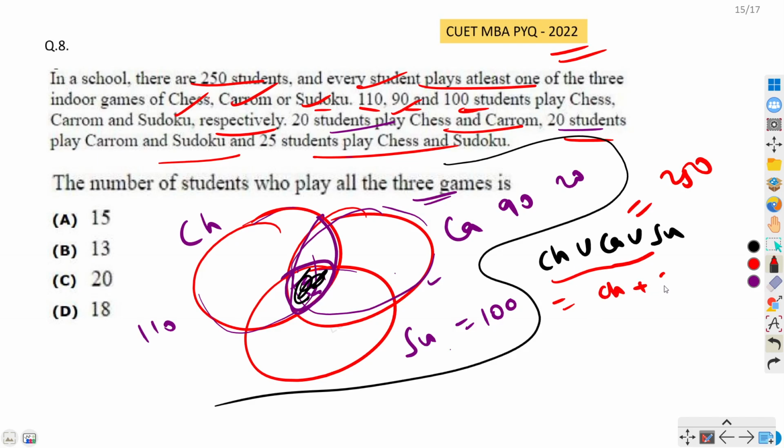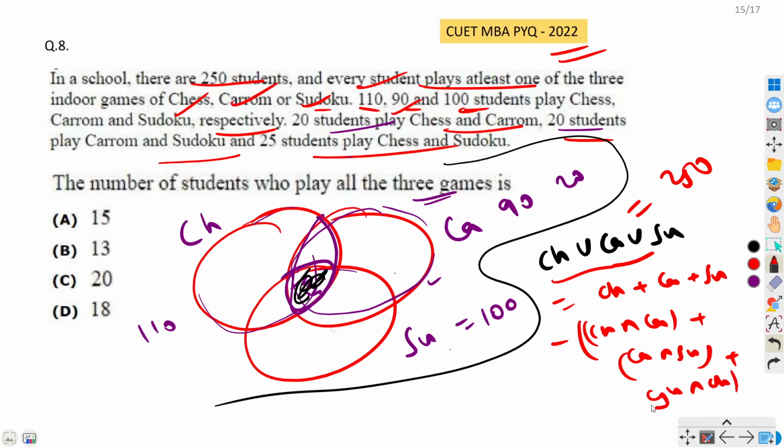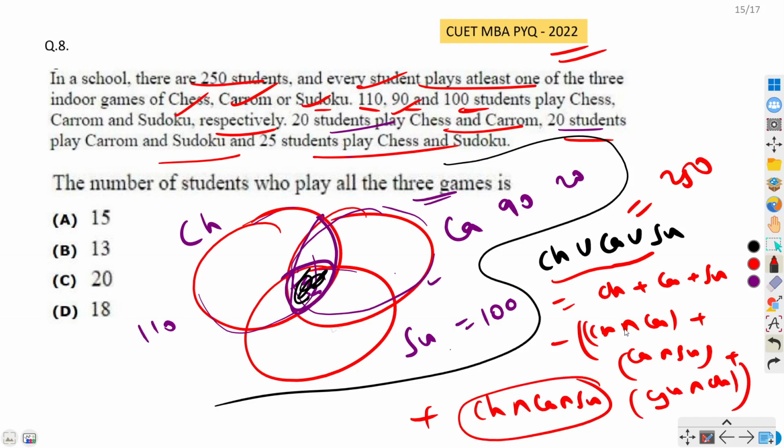We know that CH plus CA plus SU, minus CH intersection carom plus carom intersection Sudoku plus Sudoku intersection chess. All these three will be subtracted, and at last we will add the common one, CH intersection CA intersection Sudoku. So at last we will add the people who are common in all three sets. Okay, so now you can plug in all the values. CH is 110.